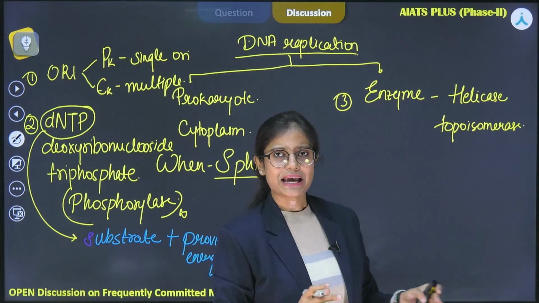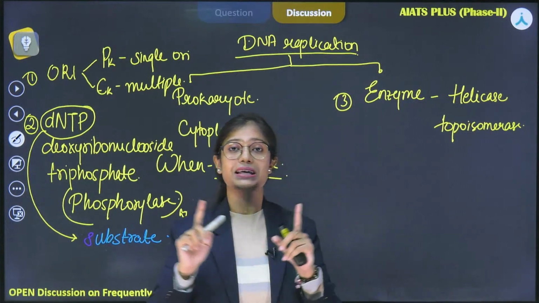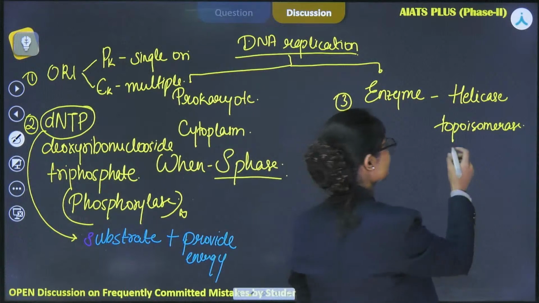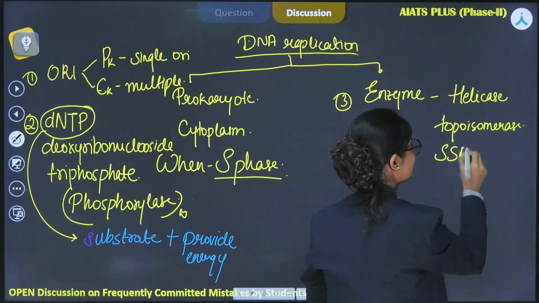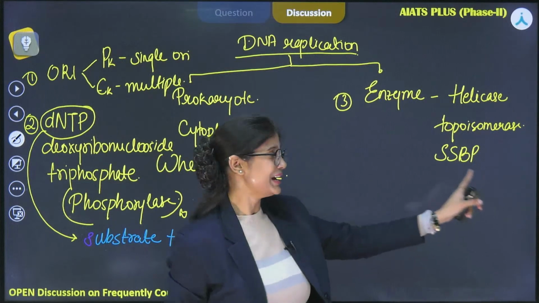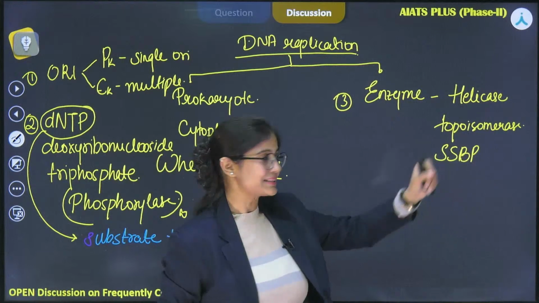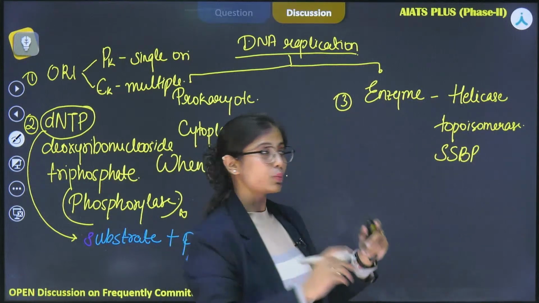Next one is not an enzyme but certain types of proteins which will help in stabilizing the single-stranded DNA. Those are known as SSBP, single-stranded binding proteins. Please write down single-stranded binding proteins, right?